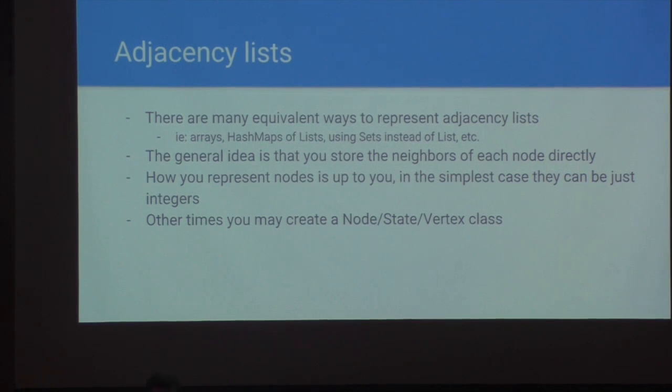In the simplest case, and the way I hope it is if ever I'm doing a problem, the nodes are just numbers 0 to n, so I can just use arrays, and they're not strings where I have to look them up. Other times, depending on the problem complexity, you'll create your own node class or a state class or a vertex class that will hold maybe a number or a string, and then any other data you might need to process that node.